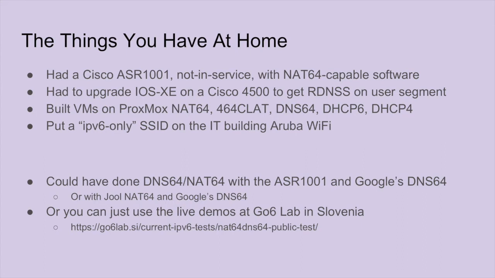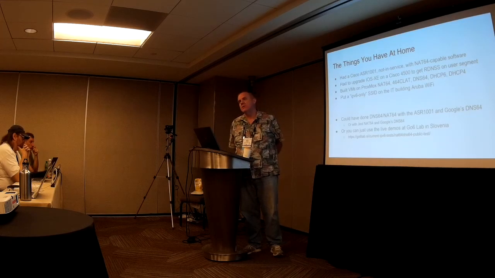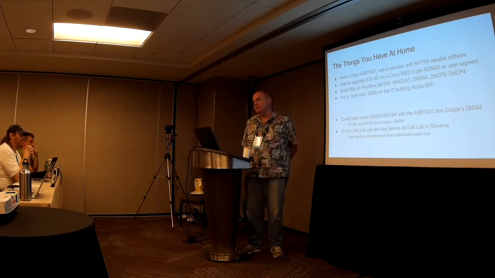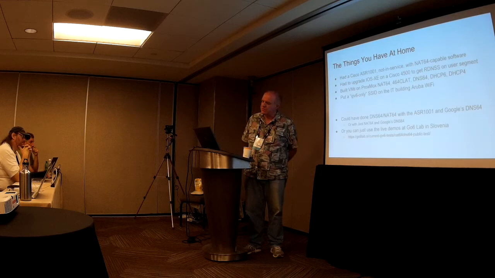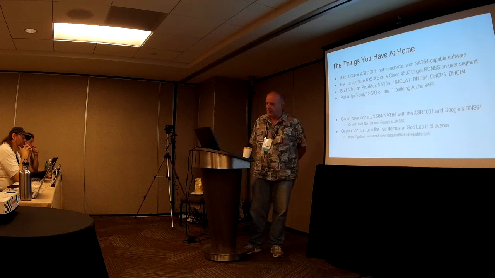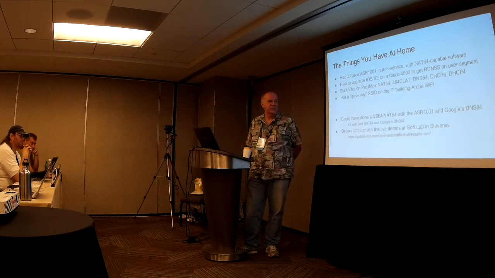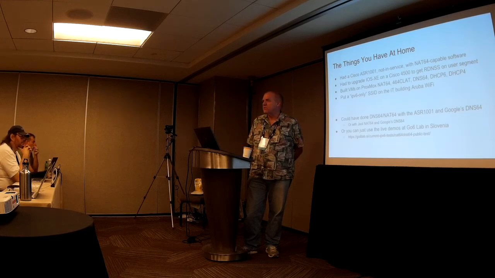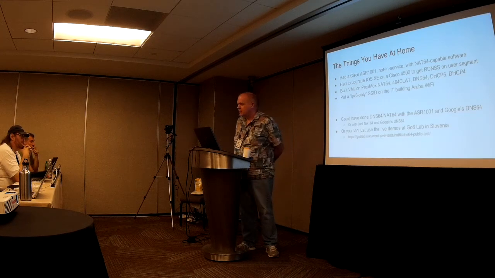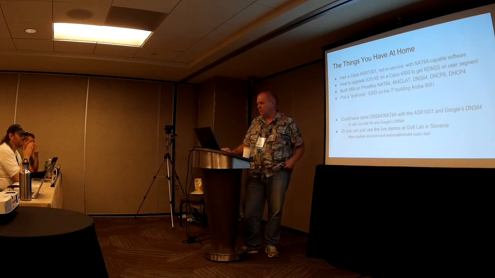with the key 64:FF9B::/96. You could have done, if you just had an ASR 1001 and you set up DNS64, NAT64, and you use the common, the well-known prefix, you could just use Google's DNS64, or you could use a dual NAT64 with the well-known prefix and use Google's DNS64. Or you can just use the live demos at Go6 Lab in Slovenia, but you're hitting some major RTT to get to those. But if you just want to play with it one evening, it's probably worthwhile.